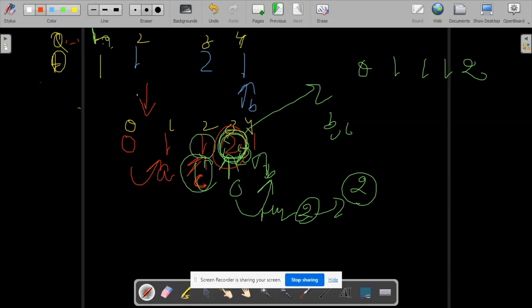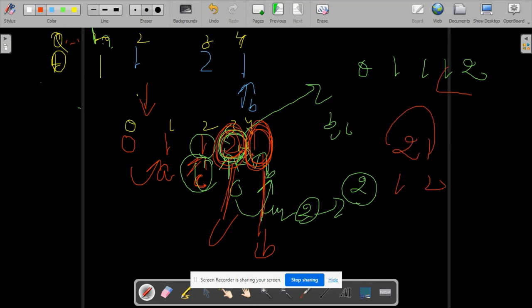Because this value is swapped with this value. This was C, this was B. They got swapped. They were 2, 1, now they become 1, 2. These two swapped with each other.